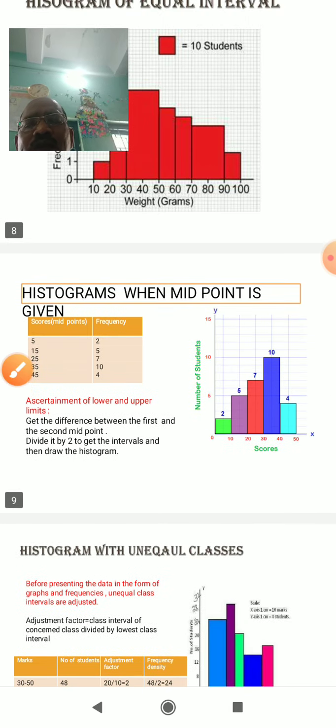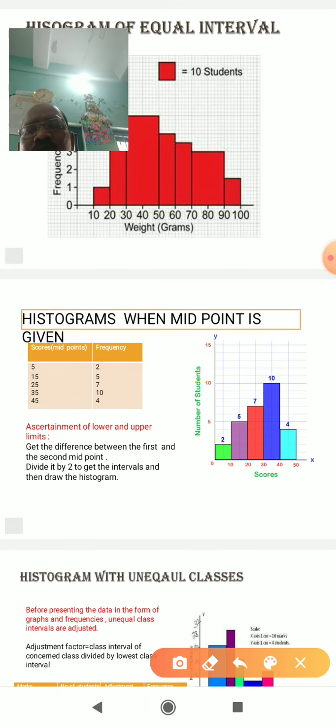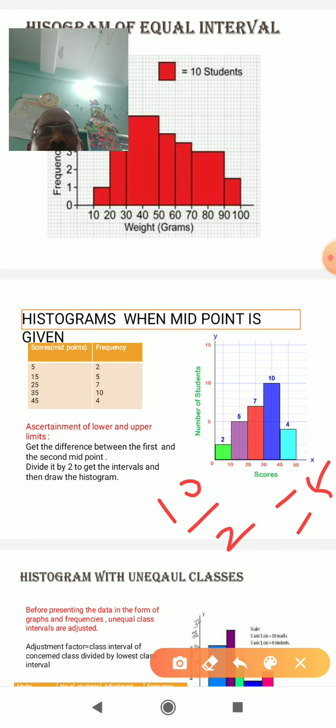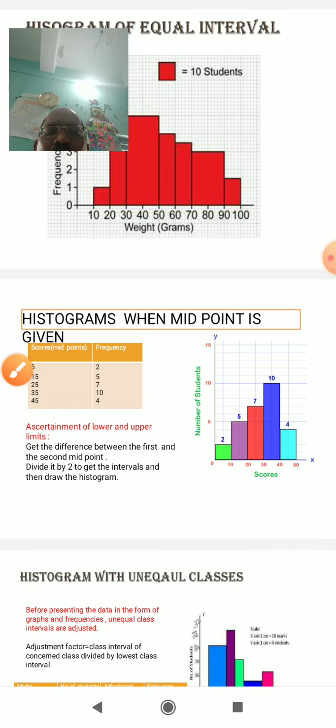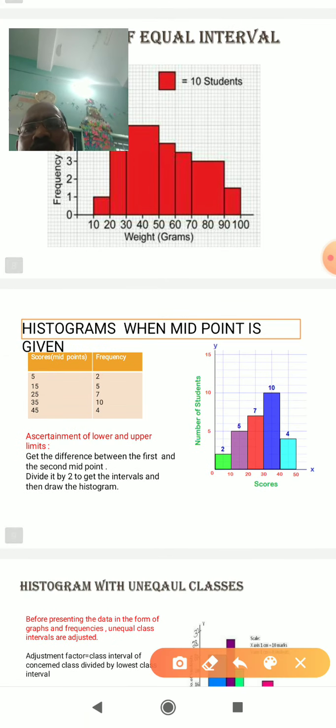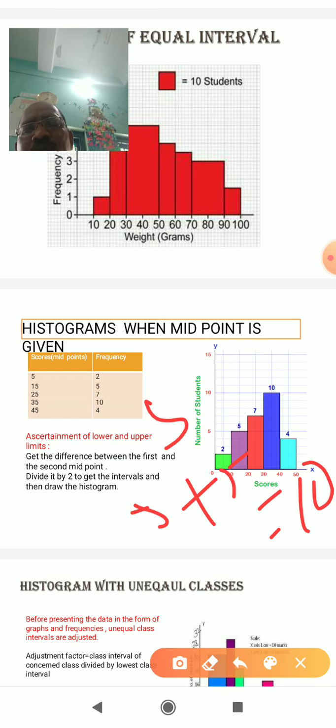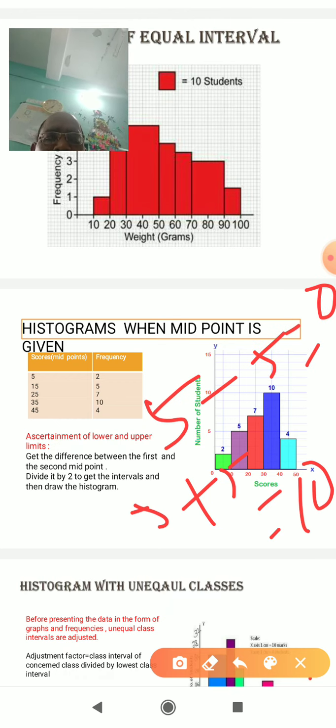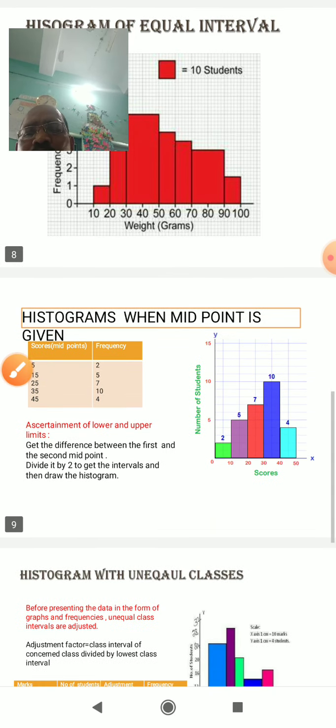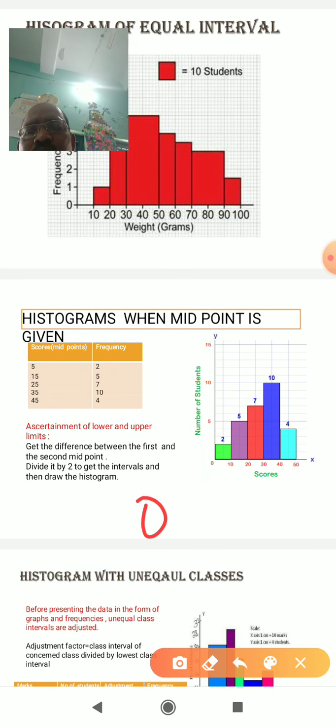Then we have 10 divided by 2 equal to 5. Then this 5 can be added to the first midpoint: 5 plus 5 equal to 10. Then 5 minus 5 equal to 0. That means the first class interval is 0 to 10.